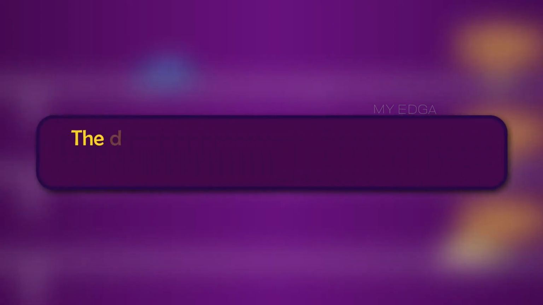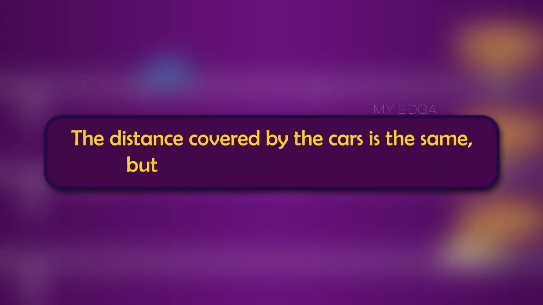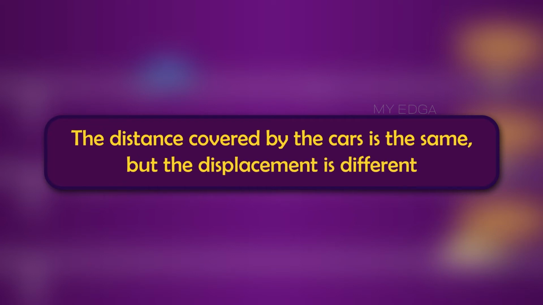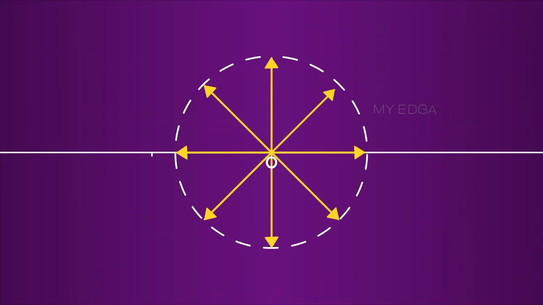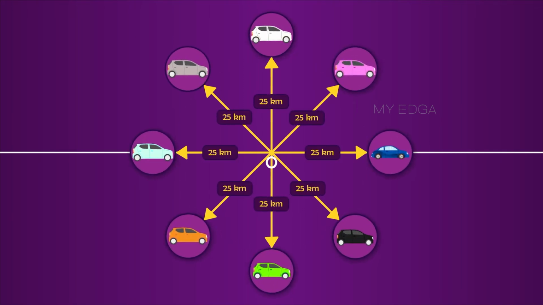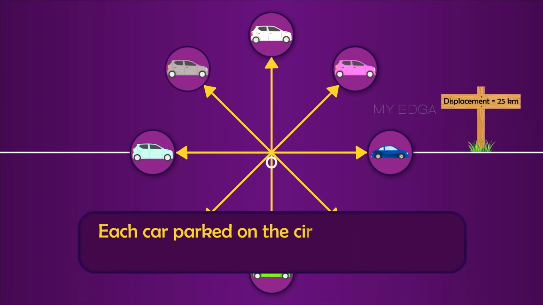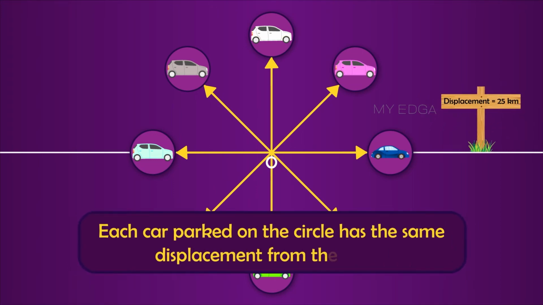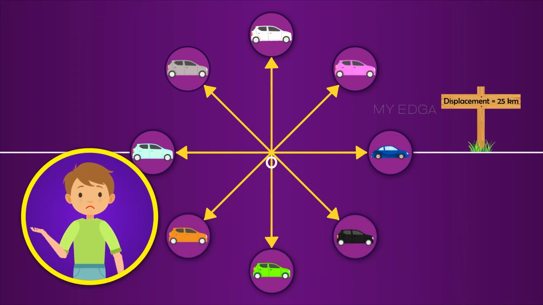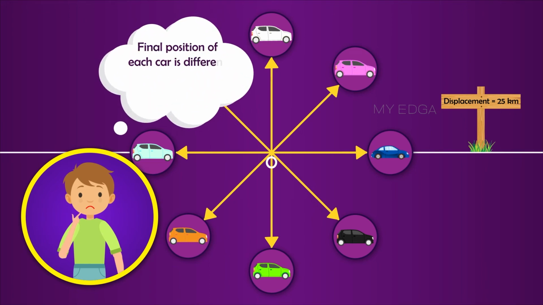Here, 3 cars cover the same distance of 95 kilometers but have different displacement from the origin. If we draw a circle of radius 25 kilometers, keeping the origin as the center, every car parked on the points making the circle will have the same displacement. But even though the displacements are the same, the final positions are different for these cars.